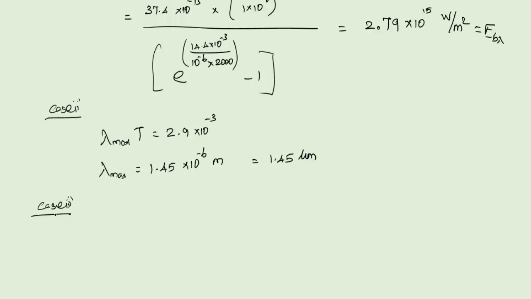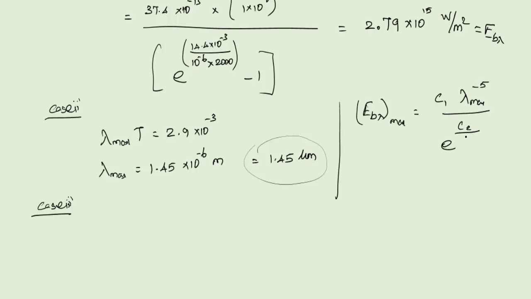In case 3, you have to find out the monochromatic emissive power. In case 2 itself, you have to find the corresponding emissive power, that is, the emissive power corresponding to this lambda max. So E_b lambda max has to be found. The E_b lambda formula, you know, is C1 lambda max to the power minus 5 divided by e to the power C2 divided by lambda max into T, minus 1. Substitute all the values, and you will get 4.09 into 10 to the power 11 watt per meter squared.